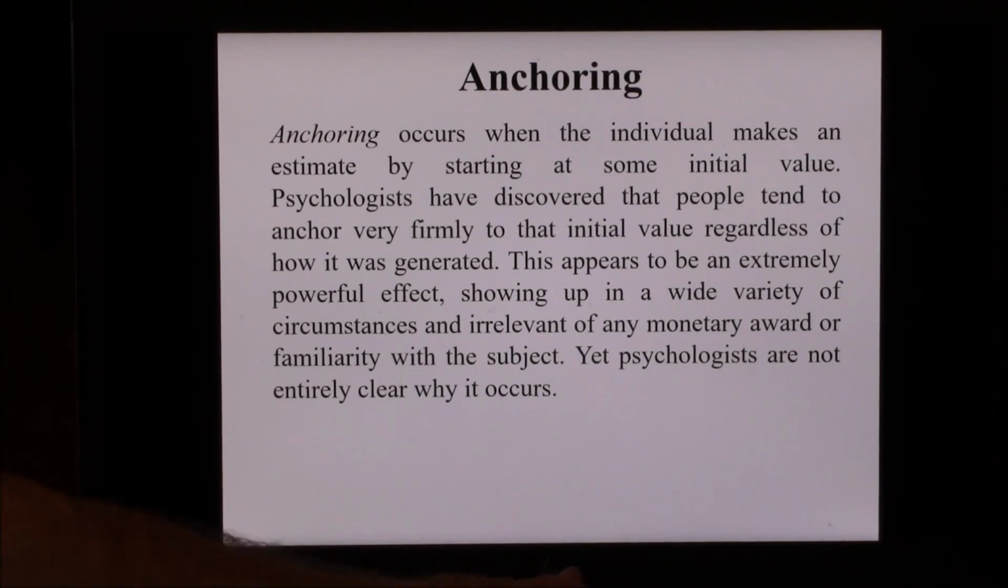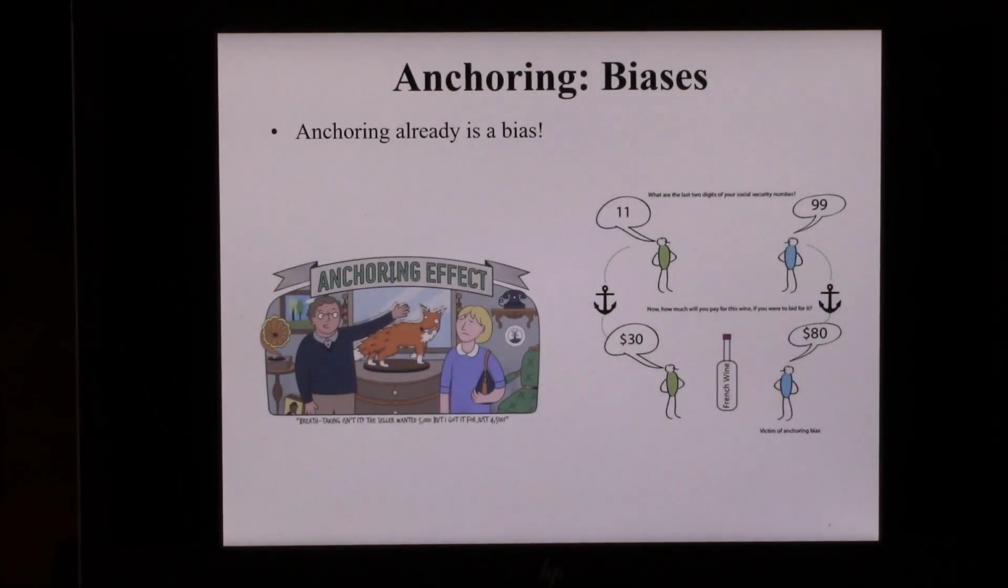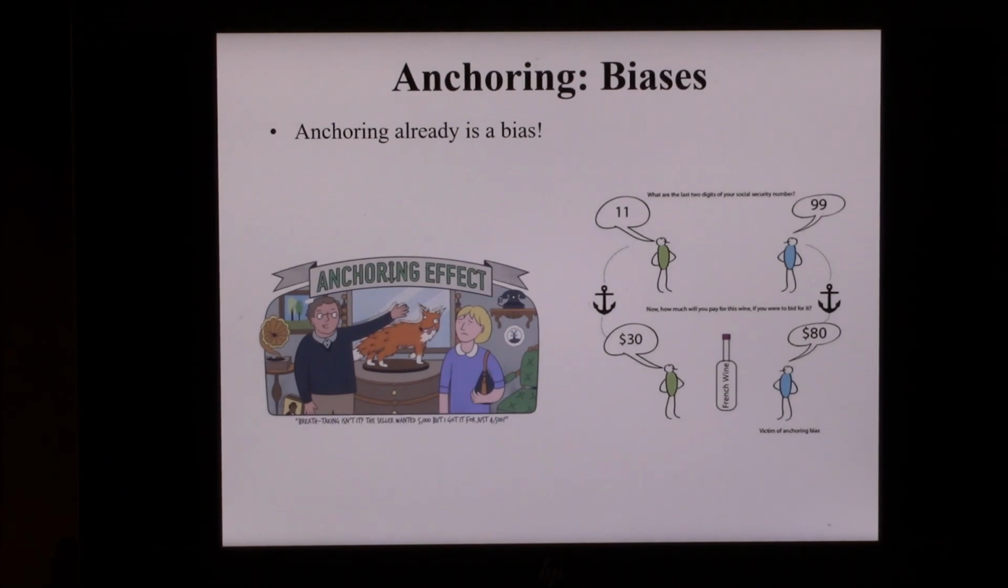Okay, let's see here. And then the anchoring biases. Well, anchoring is already a bias. And it's easy to look up these things on cartoons and so forth for all of these heuristics. There's lots of them. Breathtaking, isn't it? The seller wanted 5,000, but I got it for just 4,500. Oh, I get it. Because the initial price anchored them. So they're like, well, they wanted 5,000, but I got a hell of a deal. I got it for 4,500. Yeah, it's not worth $1.